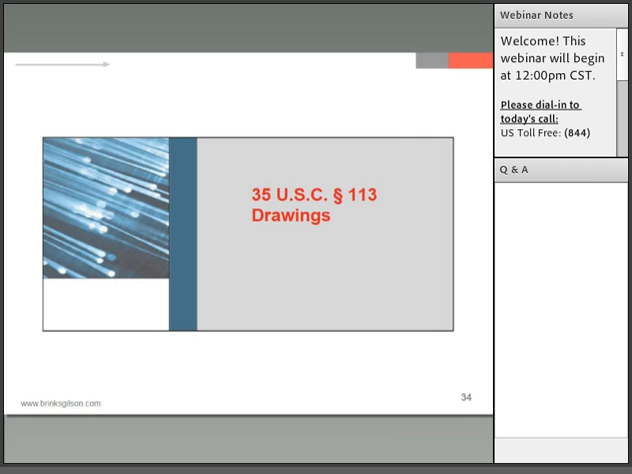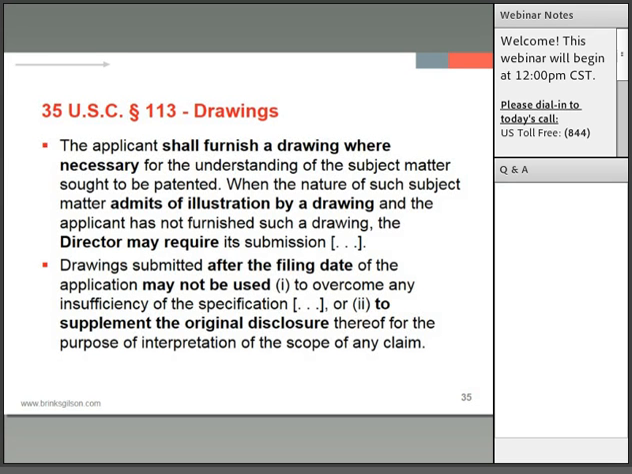We now come to the drawing requirements, and they are listed in section 113 that deals with the drawings. So section 113 says, the applicant shall furnish, so has to supply, a drawing where necessary for the understanding of the subject matter sought to be patented.